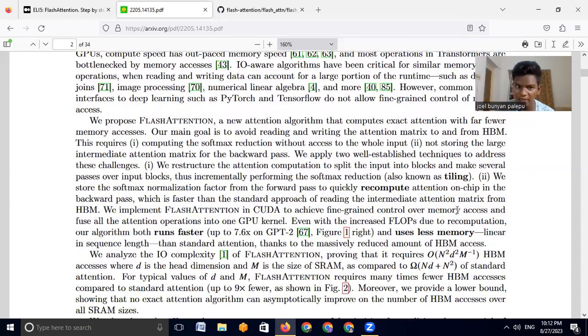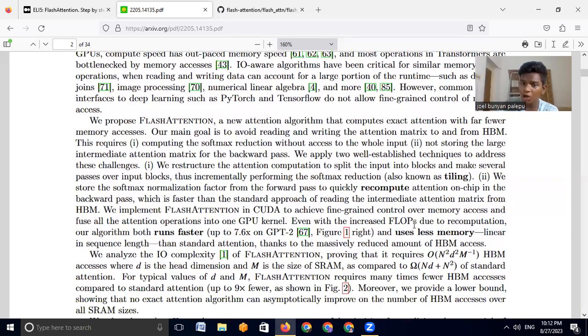The intermediate attention matrix from HBM. We implement fast attention in CUDA to achieve fine-grained control over memory access to fuse all attention operations into one GPU kernel. Even with increased flops due to recomputation, our algorithm both runs faster and uses less memory, linear in sequence length than standard attention, thanks to the massively reduced amount of HBM access.